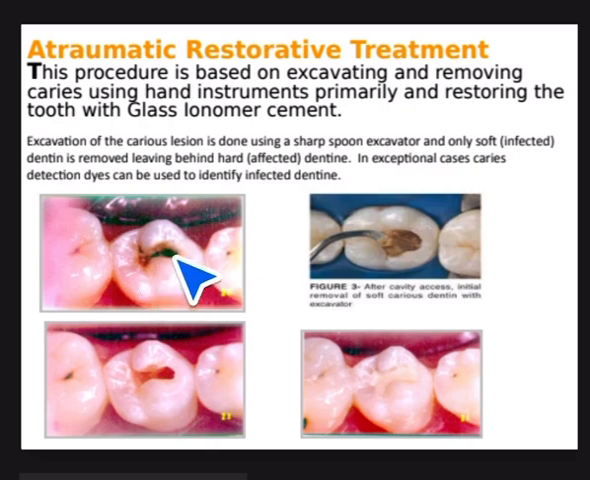This has to be removed. How do we remove it? With a sharp spoon excavator. Just seize this cavity. We do not use a handpiece. We do not use a burr. We just use a sharp spoon excavator. We remove the caries.